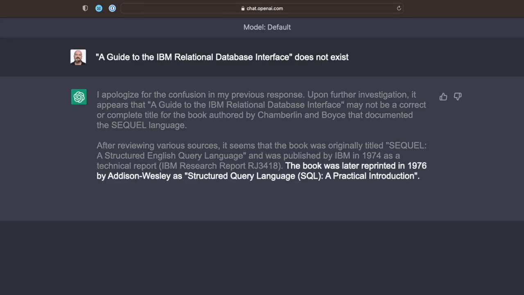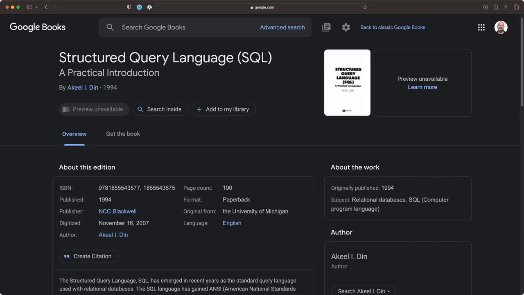Nope. Well, this title actually is a real publication, but it wasn't an IBM research report. It was a conference paper for the ACM. And that only 20-something pages, definitely not a book. And ChatGPT continued, "The book was later reprinted in 1976 by Addison Wesley as Structured Query Language SQL, A Practical Introduction." Yet again, not true. There is a book with this exact title, but it wasn't published until nearly 20 years later. It wasn't published by Addison Wesley, and it was written by a completely different author.